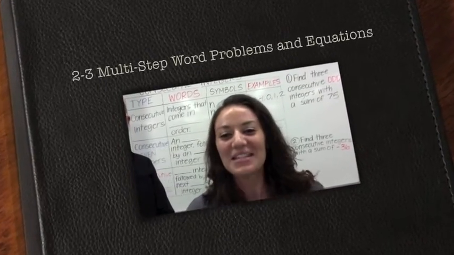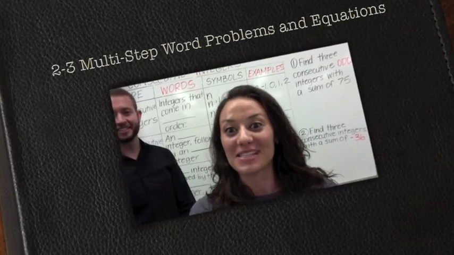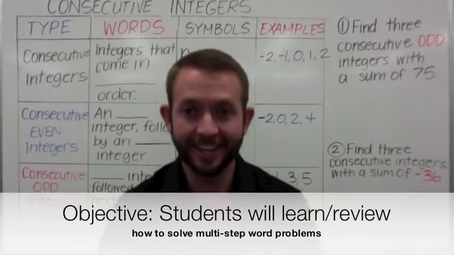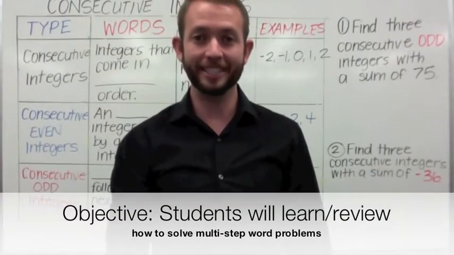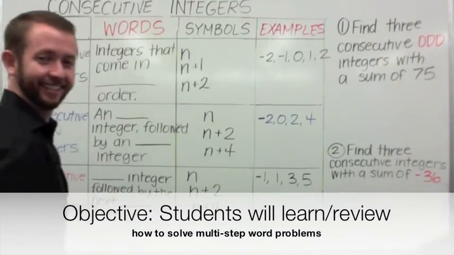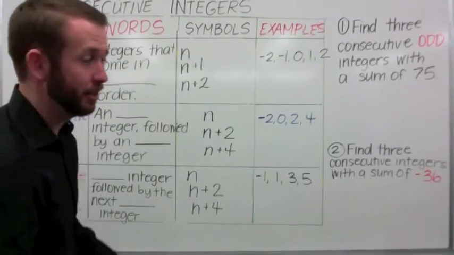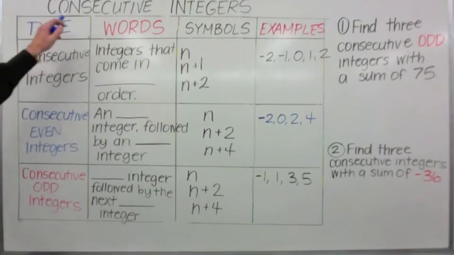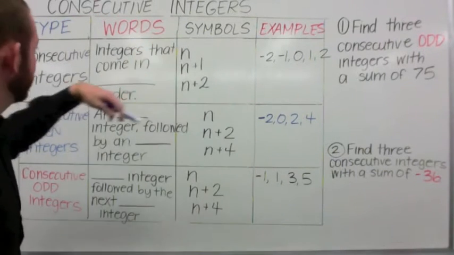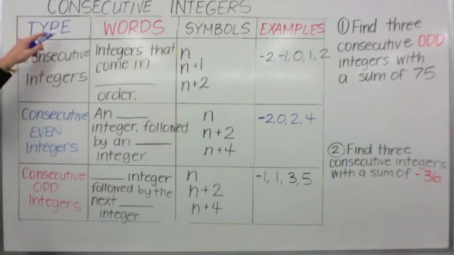Lesson 2-3, solving multi-step equations. In today's lesson, students will learn how to do multi-step word equations and problems. All right, here we go. So, what we're going to do is consecutive integers. We'll be working with consecutive integers. Consecutive integers means this.